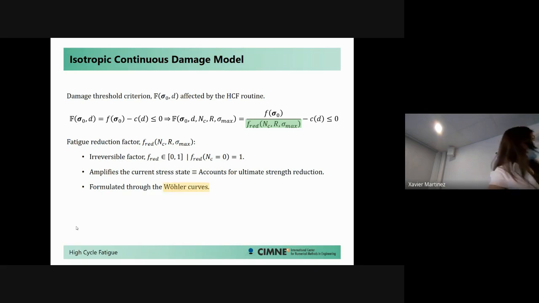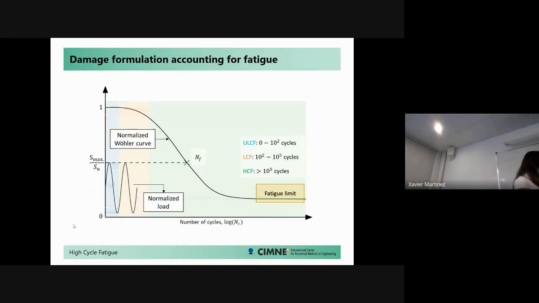Okay, so I'm stating here that this model is formulated through Wöhler curves. So what do I mean with this? How do we connect the Wöhler curves with this reduction function? Well, first I want to give a visual impression of what you'll be seeing when you are using a model such as this inside your finite element simulation.